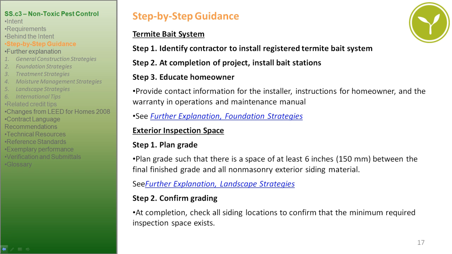Exterior inspection space. Step 1. Plan grade. Plan grade such that there is a space of at least 6 inches or 150 mm between the final finished grade and all non-masonry exterior siding material. See further explanation, landscape strategies. Step 2. Confirm grading. At completion, check all siding locations to confirm that the minimum required inspection space exists.